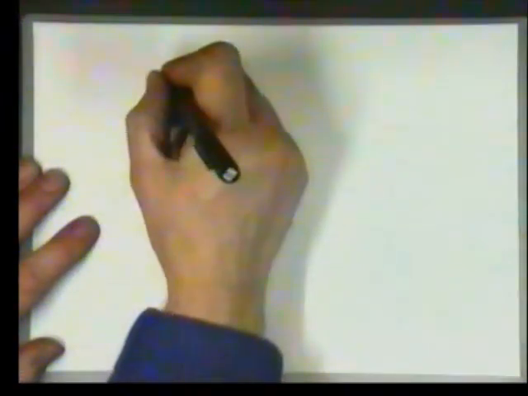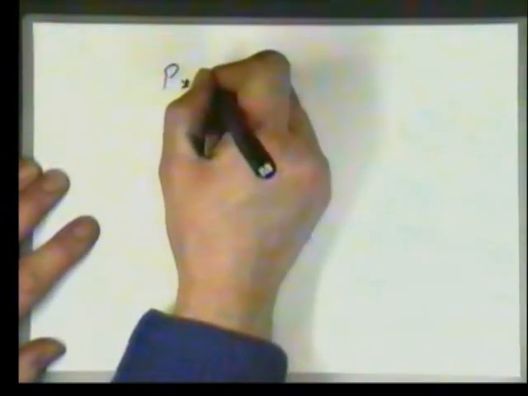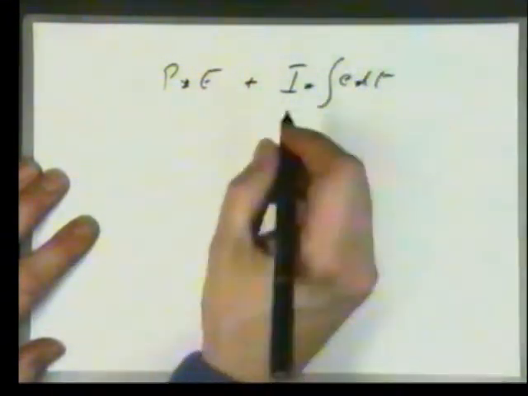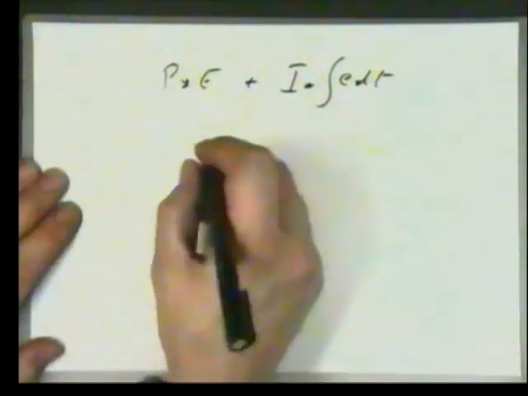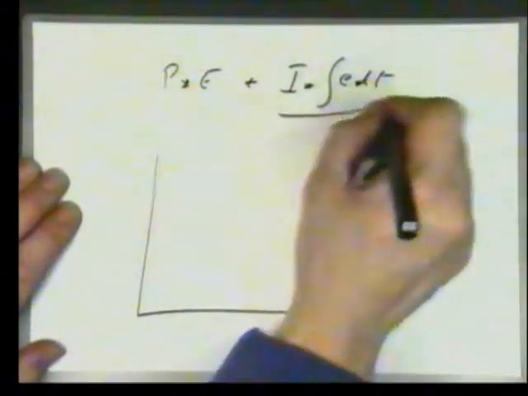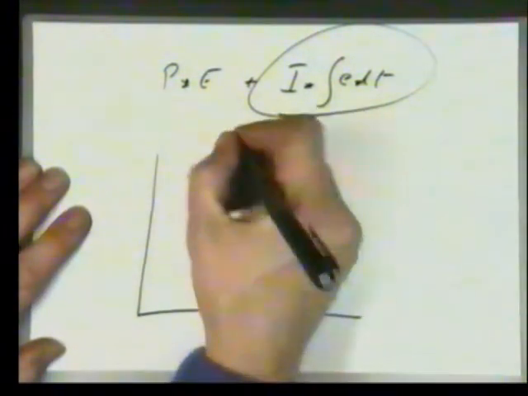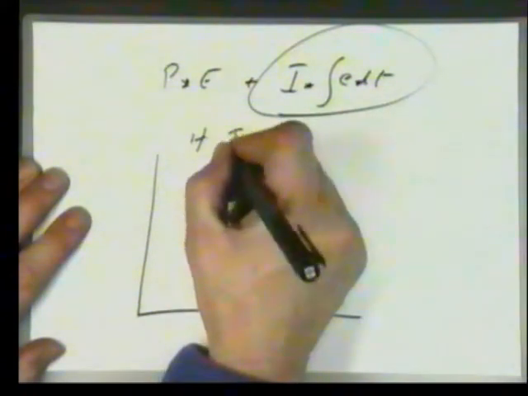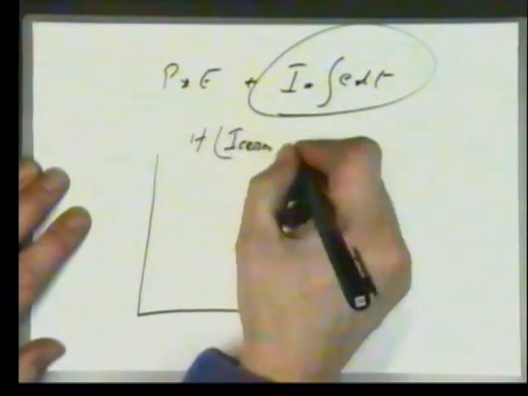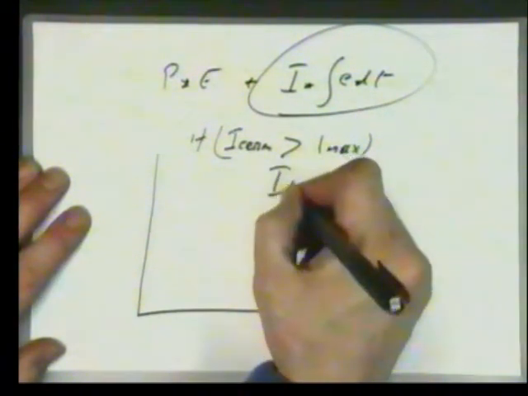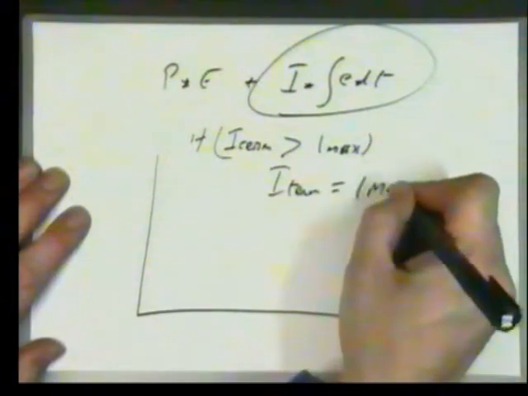One of them is a thing called the integral clamp. Now, the problem with our system is that we had P times E plus I times the integral of E dt. And we're going unstable because the I term is becoming too large. Well, we can solve that in software, can't we? We can say that if I term is greater than I max, whatever that maximum value is, we can set I term to equal I max. It's a very simple software technique.